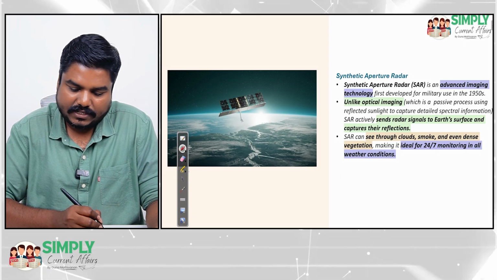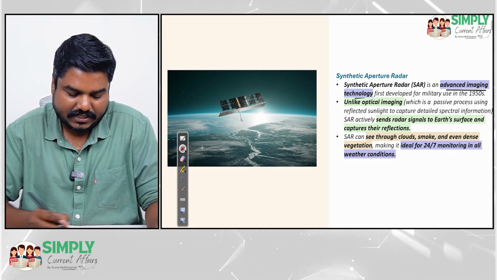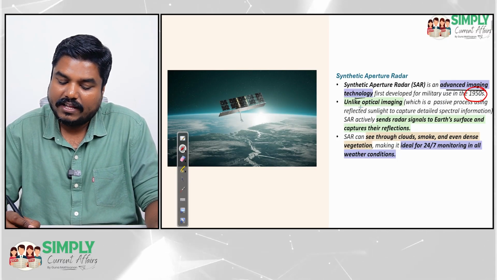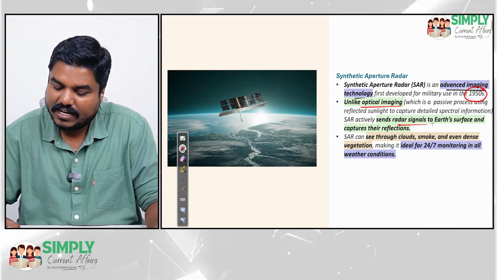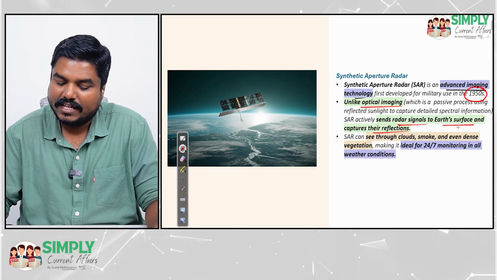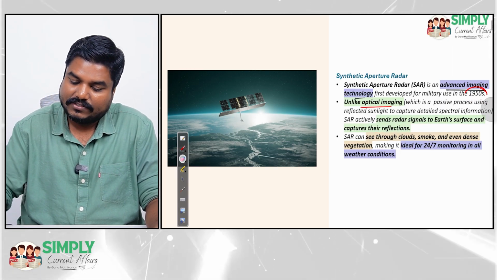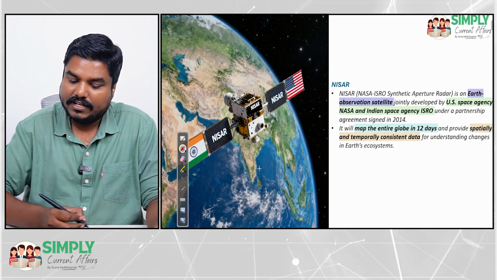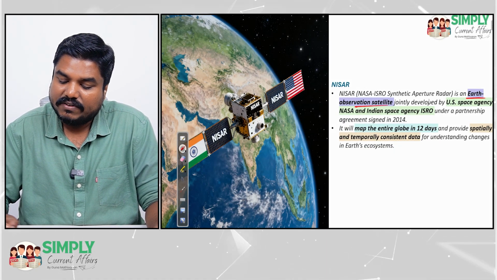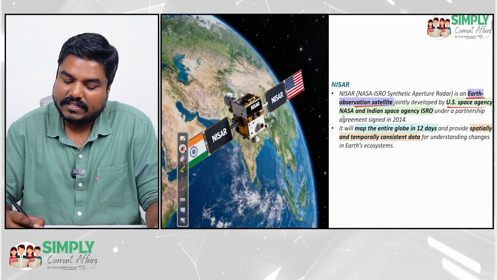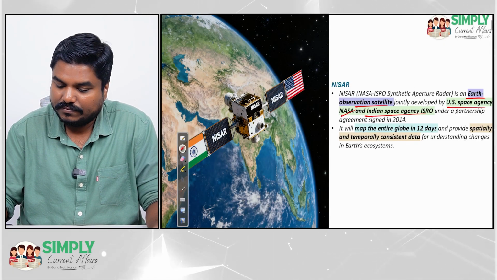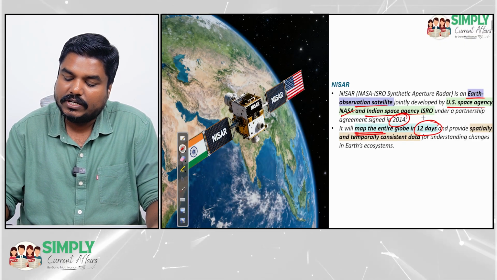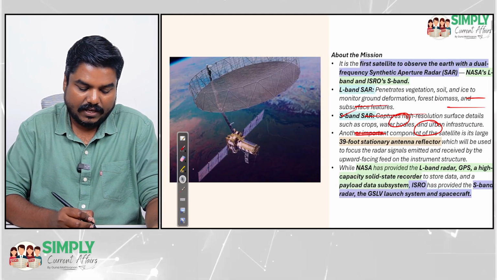Right? So, synthetic aperture radar is an advanced imaging technique which was first developed in the 1950s. Unlike the regular optical imaging, it will send radar signals to Earth's surface and capture their reflections. Okay? So, it is ideal for 24/7 monitoring in all weather conditions. NISAR, as I said, is an Earth observation satellite developed by US Space Agency NASA and India Space Agency ISRO. Agreement signed in 2014. It will map the entire globe in 12 days.